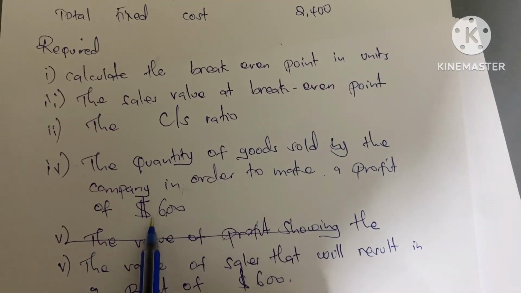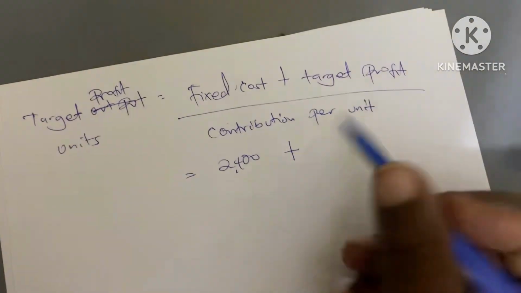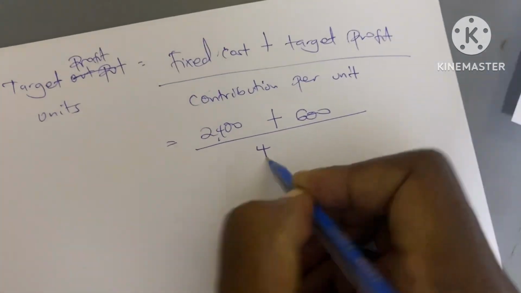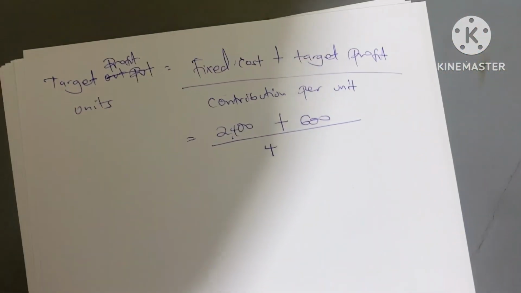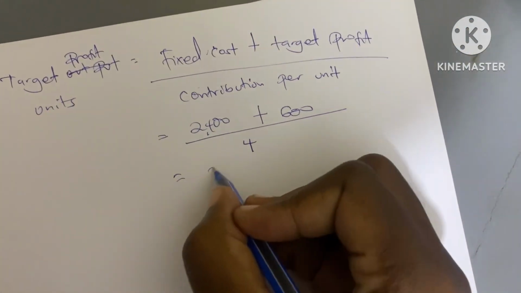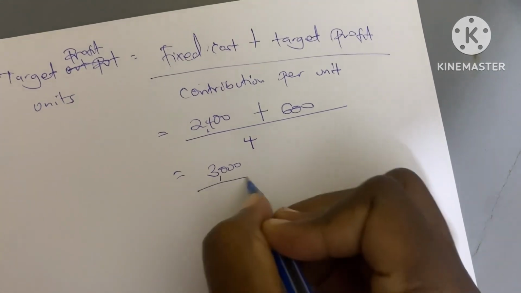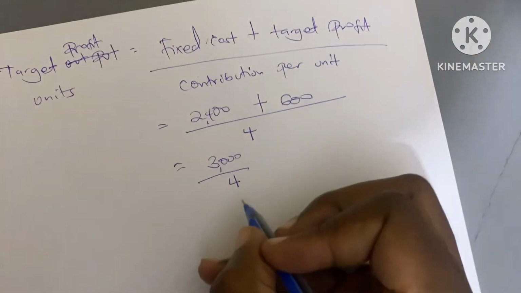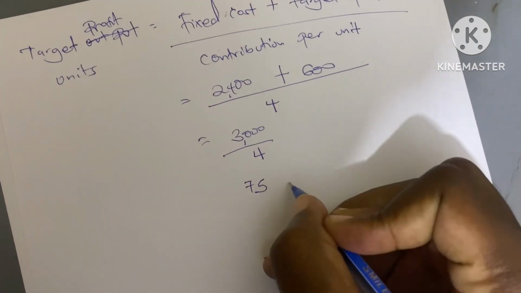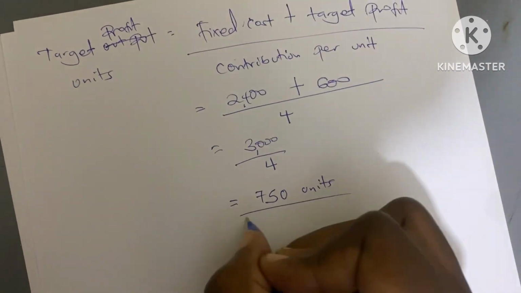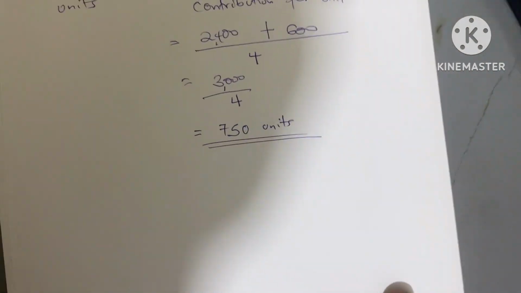What was given in the question, this 600 is the target profit. So plus 600 divided by contribution per unit, which is 4. So use our calculator. Let's process it, it is 3,000, I guess. It is 3,000 divided by 4. So what you get is 750 units. So that is the target profit in terms of units.